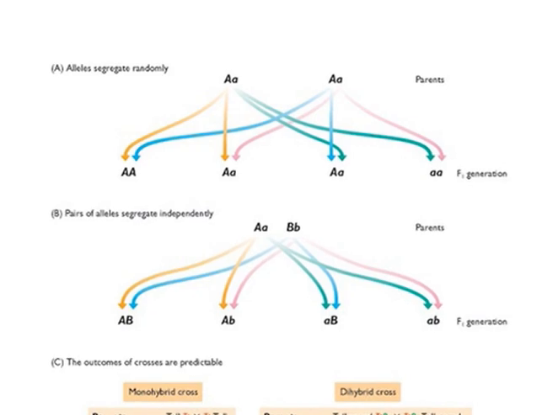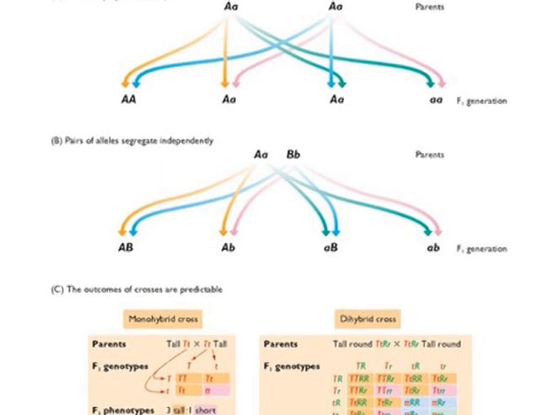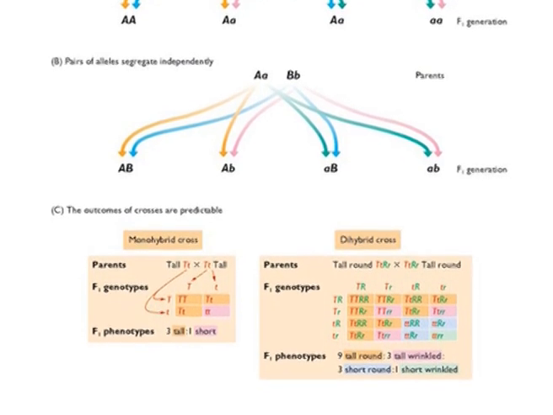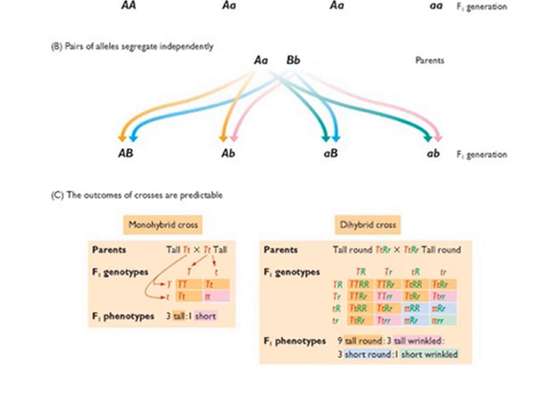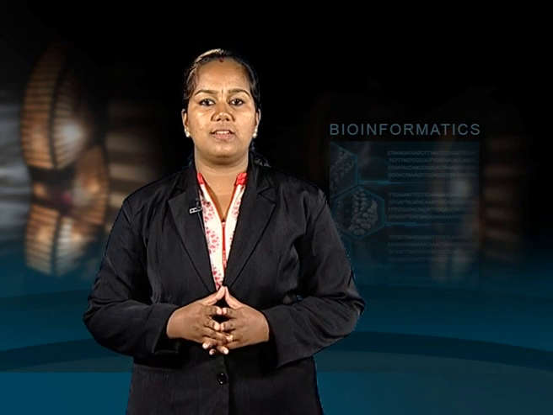The second law is that pairs of alleles segregate independently, so that inheritance of the alleles of gene capital A is independent of inheritance of the alleles of gene capital B. Because of these laws, the outcomes of genetic crosses are predictable. When Mendel's work was rediscovered in the 1900s, it established that genes reside on chromosomes and all organisms have many more genes than chromosomes.